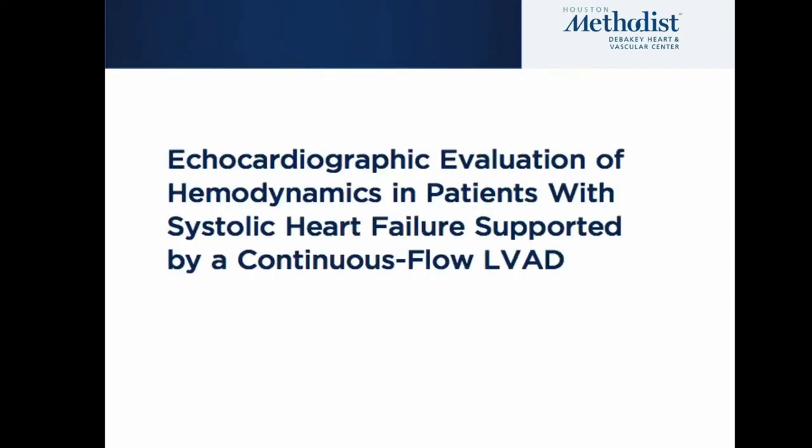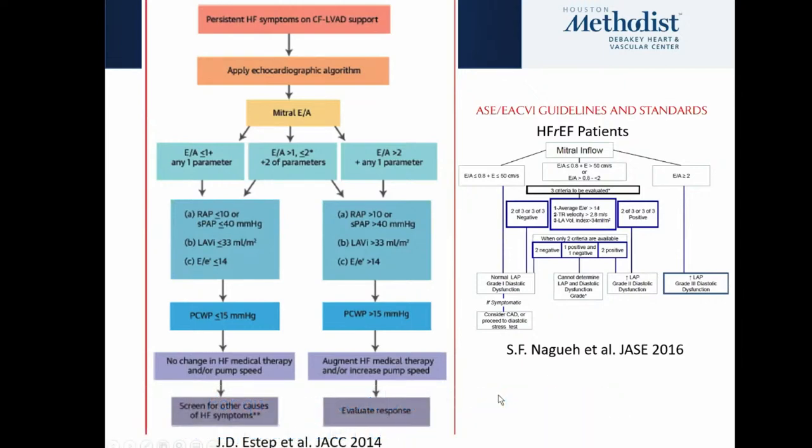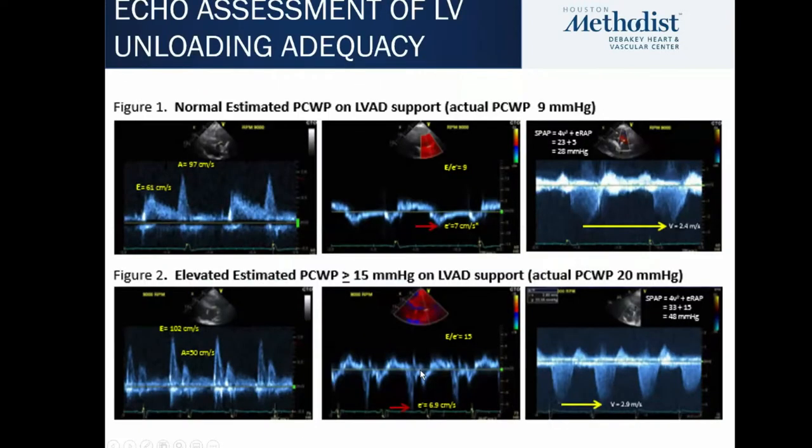Now, we can actually use echo to tell us about the hemodynamics in patients. This was a study done, two studies done from our center, led by Dr. Nagueh and Dr. Estep, where we looked at the Doppler parameters to assess if the patients had adequately unloaded or not. For instance, if you had an E to A ratio greater than 2 with an RA pressure greater than 10, or a left atrial volume index greater than 33 with E to E prime ratio greater than 14, and this was correlated with wedge greater than 15, and that needed augmentation of medical therapy or increasing the pump speed.